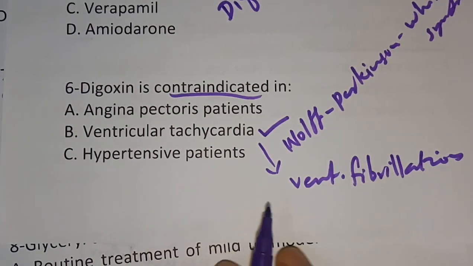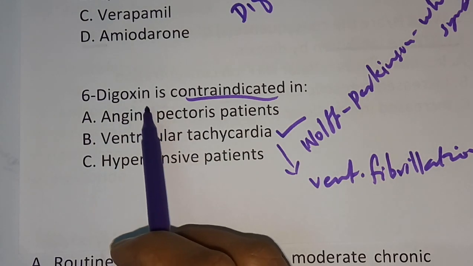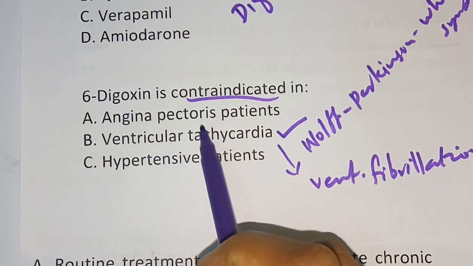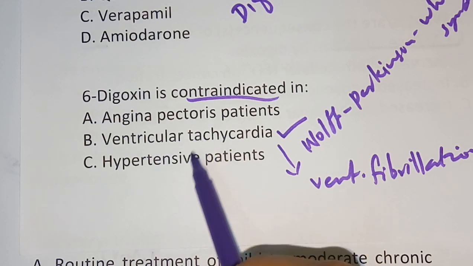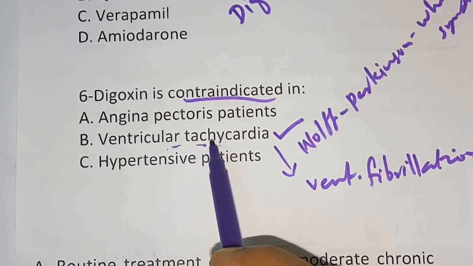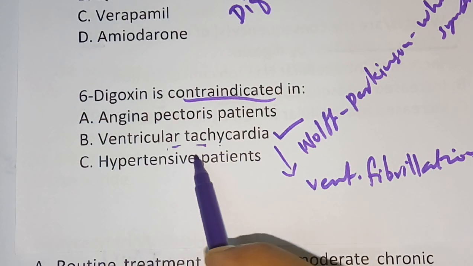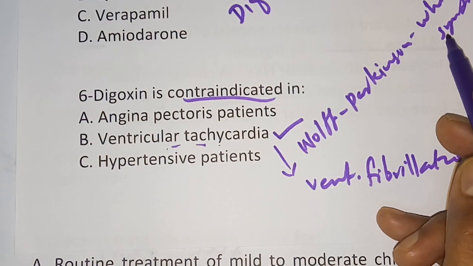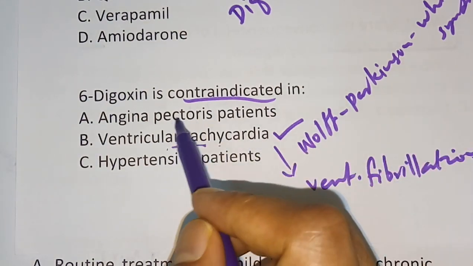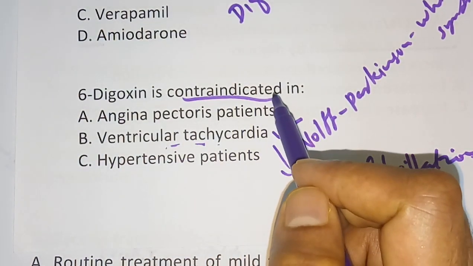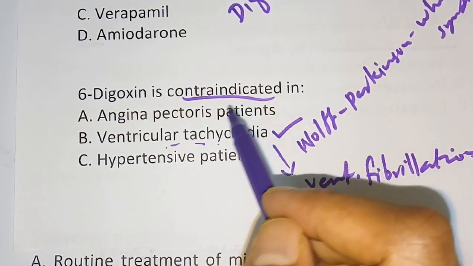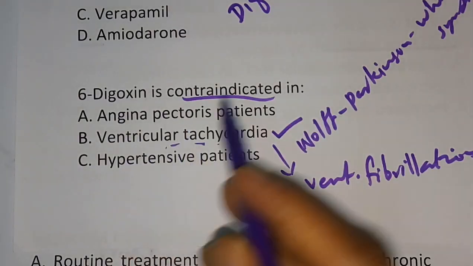In other cases, digoxin is used with precaution or is contraindicated in case of hypokalemia, myocardial infarction, thyrotoxicosis, myxedema, ventricular tachycardia. That was the answer here. Then partial AV block, then acute myocarditis, and also in case of Wolff-Parkinson-White syndrome. In all these cases, digoxin is contraindicated, or you can use digoxin with caution only.